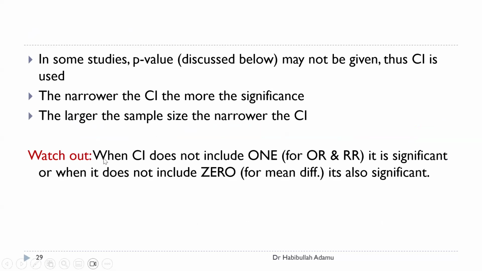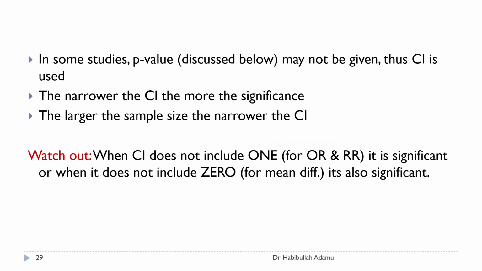So we say we should what? Watch out if confidence interval does not include 1 for odds ratio or for relative risk, it is what? Significant. Once you check your confidence interval, what you are looking, your odds ratio is within the range, and that range does not include 1, then it means it is what? Significant. This is for odds ratio and relative risk.